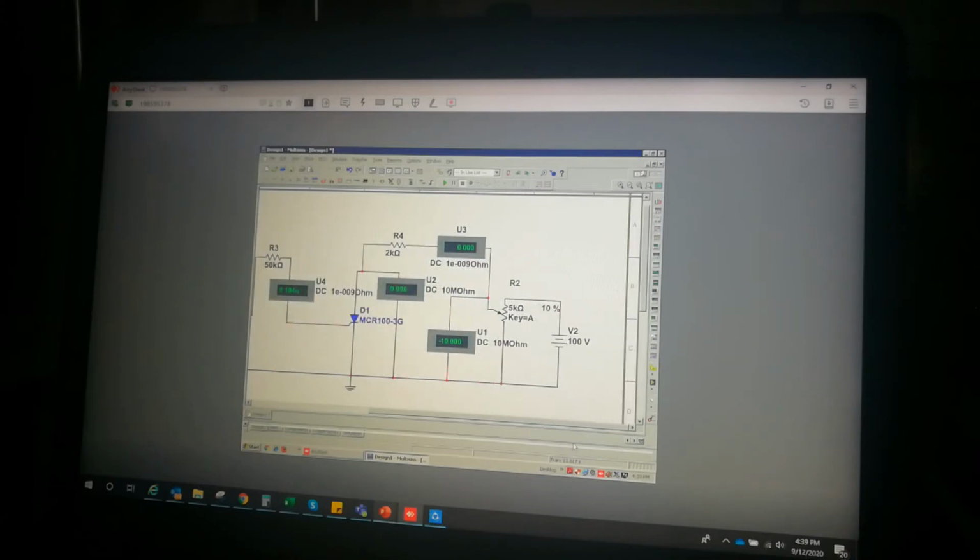On the other part of the circuit, this will be the supply, 100 volts, a potentiometer to serve as the variable supply for the SCR circuit, and a load of 2 kilo ohm. I placed here an ammeter to read out the anode current, a voltmeter to read out the voltage across the anode to cathode part of the SCR, and another voltmeter for the voltage supply. So let's turn on the circuit.